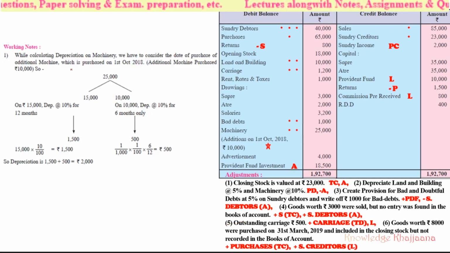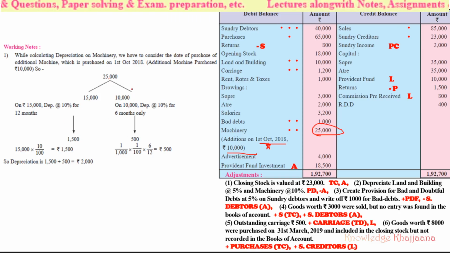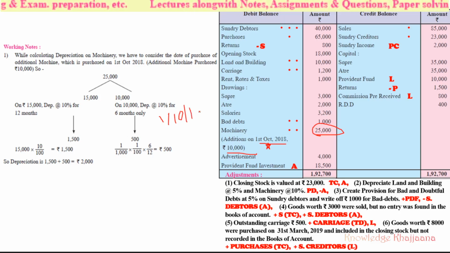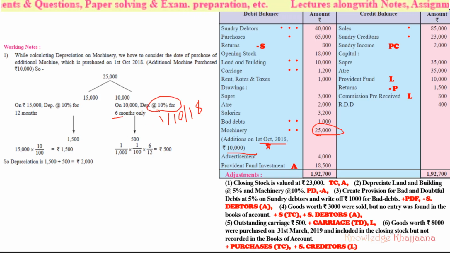This was shown for calculating the depreciation on machinery as working notes. 25,000 was the value of the machinery on 31st March 2019. Out of that, some machinery of rupees 10,000 was purchased on 1st October 2018, so we have to make two parts of that machinery. The 10,000 machinery was used for only 6 months, because it was purchased on 1st October 2018. So you have to calculate how many months have passed for that machinery. Those are 6 months, so on rupees 10,000 for 6 months at the rate of 10% we have to calculate the depreciation.